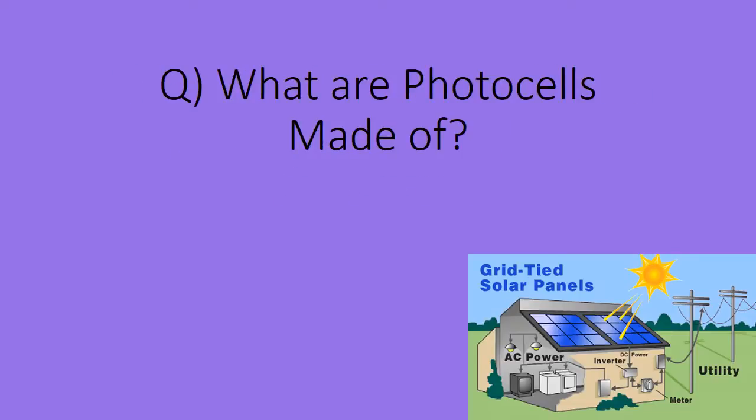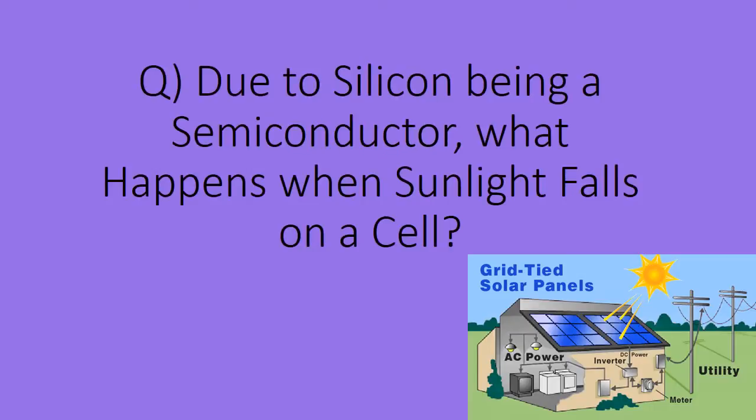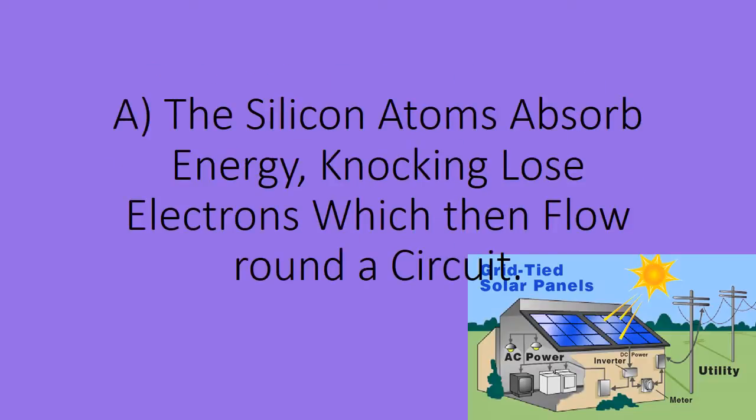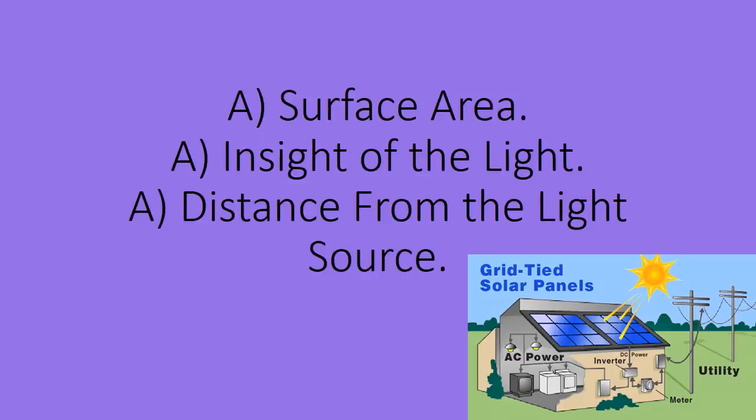What are photocells made from? Silicon. Due to silicon being a semiconductor, what happens when sunlight falls on a cell? The silicon atoms absorb energy, knocking loose electrons, which then flow around a circuit. What does the current and power output of a photocell depend on? Surface area, distance from the light source, and the intensity of the light.